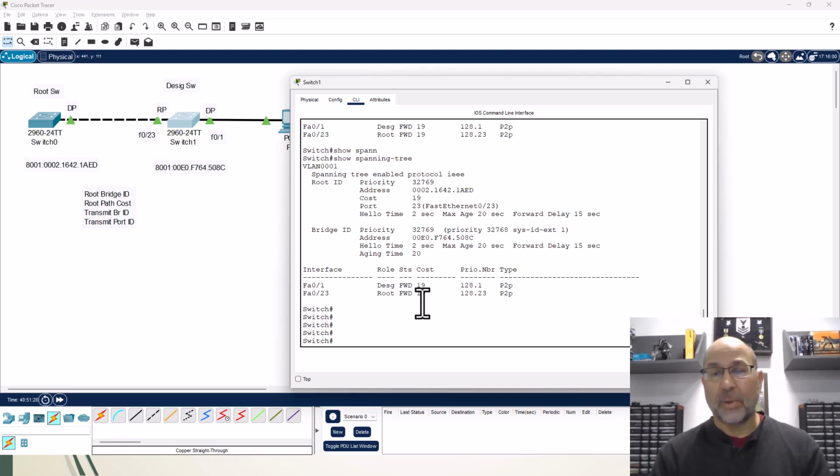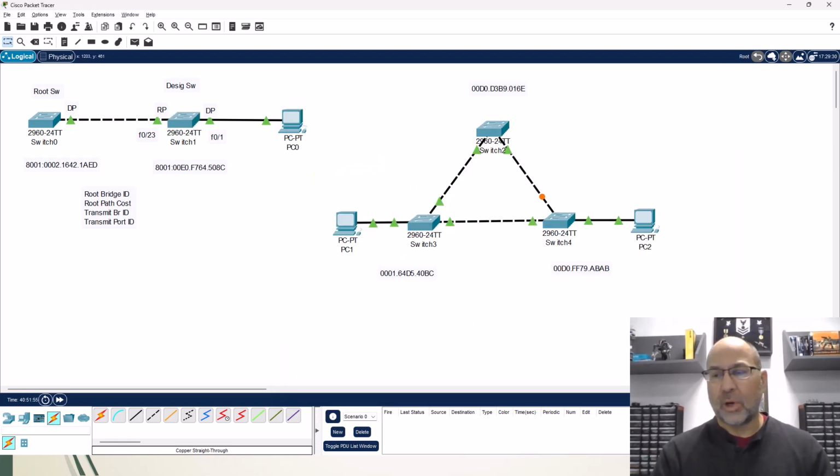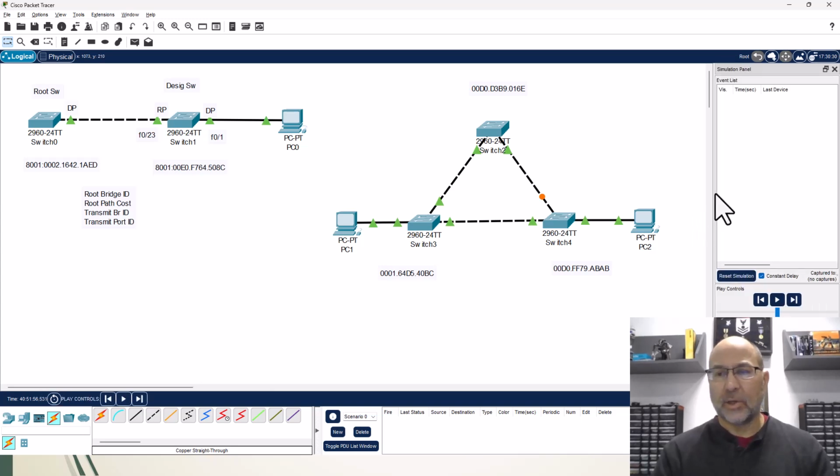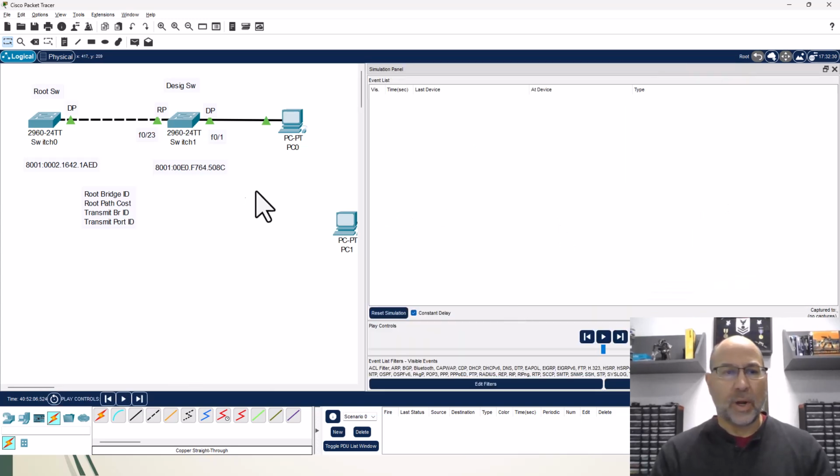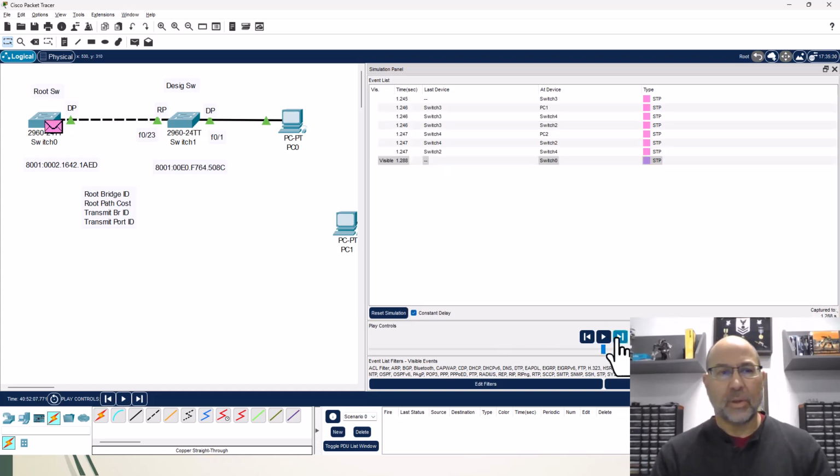They both have a port cost of 19, and here are their port IDs. The 128 base priority, or 80 in hex, plus their port number. Let's do one more thing while we're here. Let's take a look at the simulation. And what I care about is what's going on in this topology, so I'm going to cover up the other one. There we go.